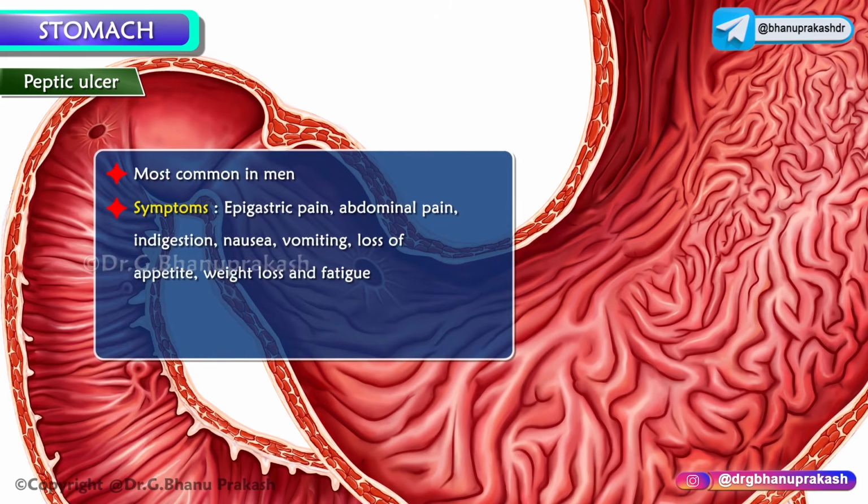And the symptoms include epigastric pain, which is burning, cramping or aching in type, abdominal pain, and more commonly indigestion, nausea, vomiting, loss of appetite, loss of weight, as well as bleeding through stools. These are the most common features in peptic ulcer disease. And what is the treatment? The treatment includes administration of antacids, partial gastrectomy or vagotomy. These are the clinical conditions you need to know about the stomach.